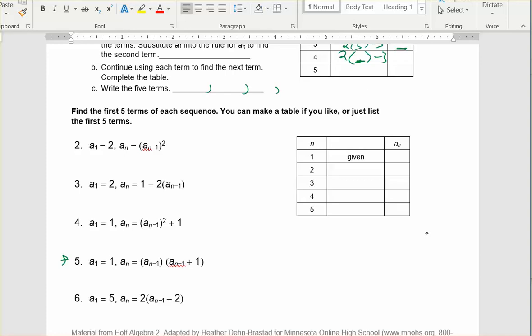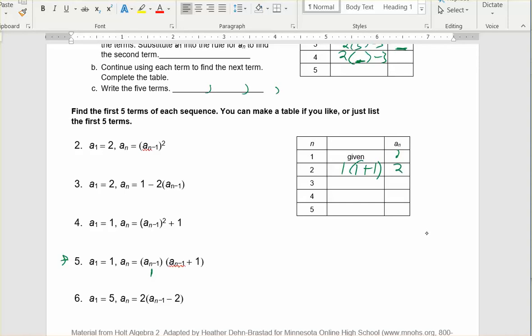So it says that the first term is 1. I'm going to put that in. And then to find the next term, a sub 2, I'm going to take the first term, that would be 1, times the first term plus 1. So 1 times 2 is 2. So now my next term is 2.